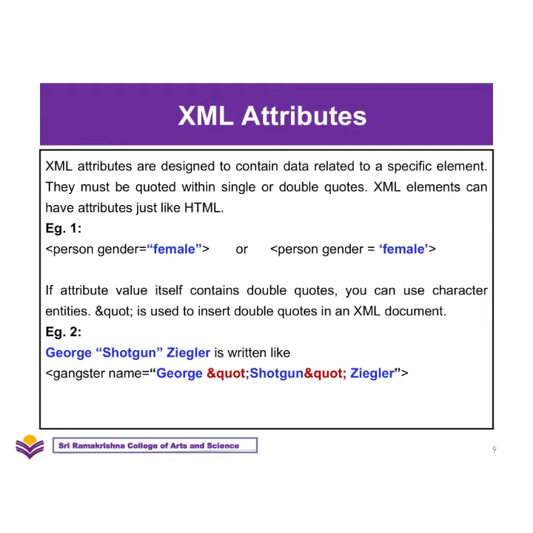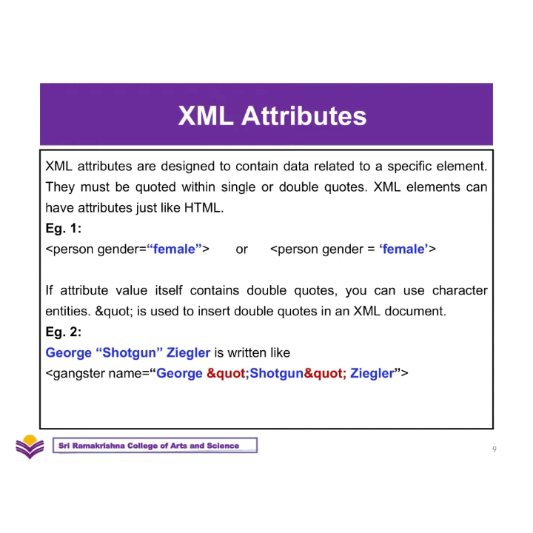If attribute value itself contains double quotes, you can use character entities. One such character entity is ampersand code, and it is used to insert double quotes in an XML document. The given example explains the above.